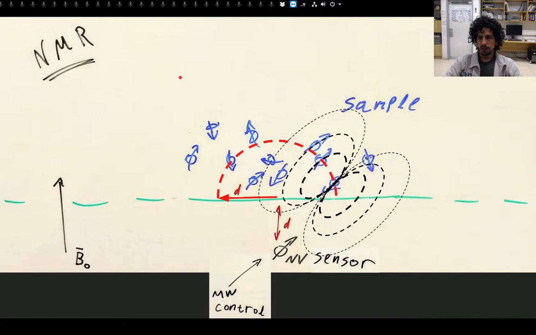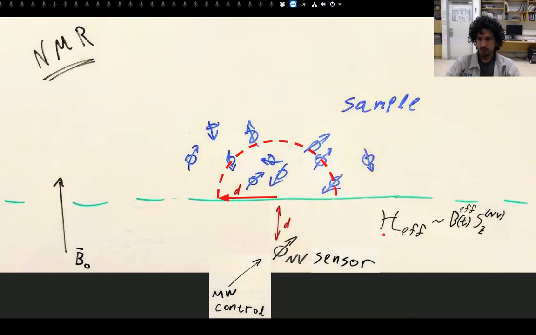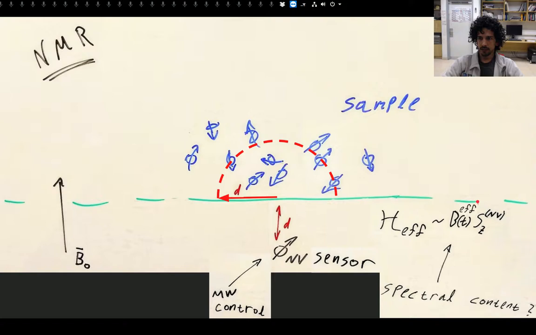Overall, we can describe this interaction with an effective interaction, some kind of effective magnetic field rotating our NV center in the z-axis, and the general question is, what is the spectral content of this magnetic field? And from this information, we can deduce something about our sample, either which species we are measuring, or the molecular structure of the sample.